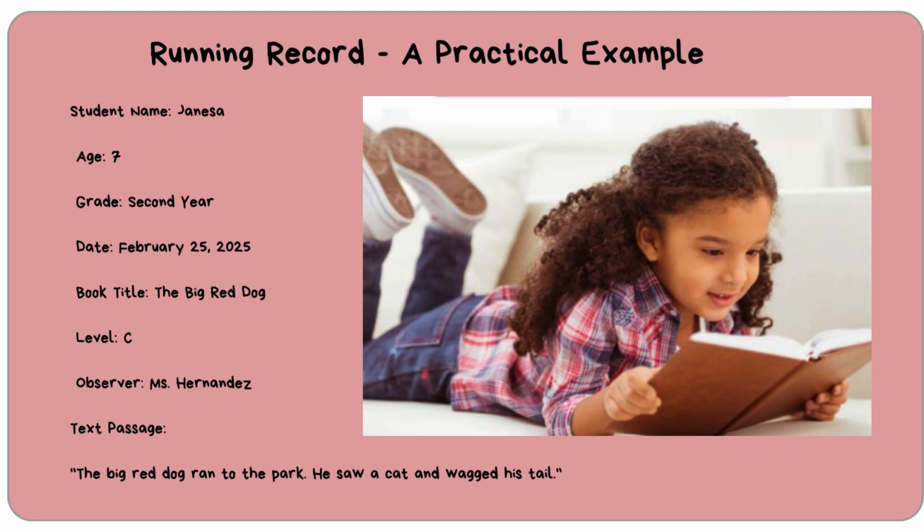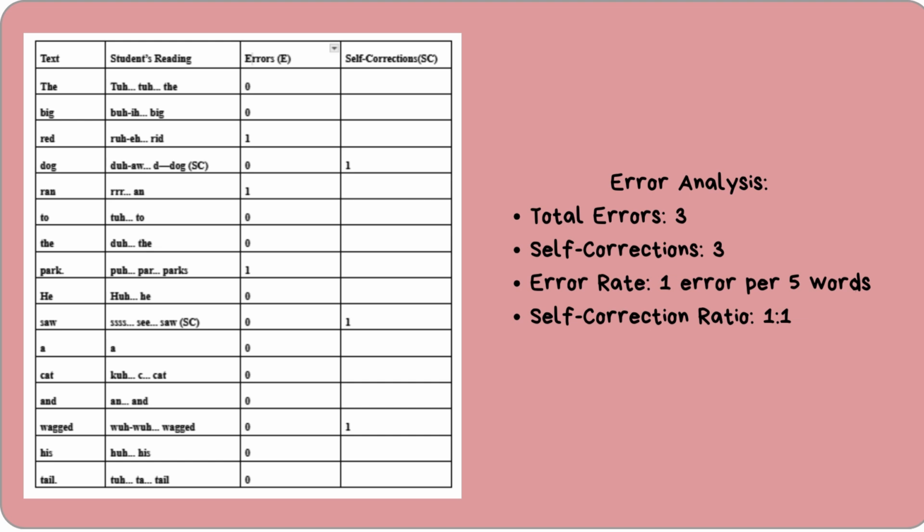Let's look at practical examples of a running record in action. Here we have a student, Janessa, who is 7 years old. She's reading a book entitled The Big Red Dog. During the observation, we noticed a few key behaviors. Janessa struggles with blending sounds but is able to self-correct familiar words. This shows she has some strategies in place for decoding. However, she hesitates on less familiar words, particularly those with R-controlled vowels like car or bird. This indicates an area where she needs additional support.